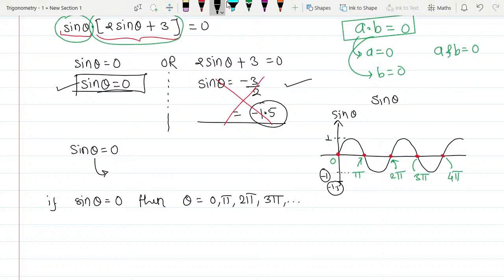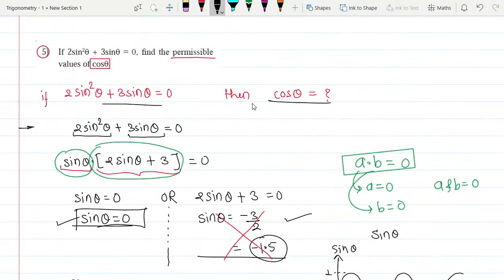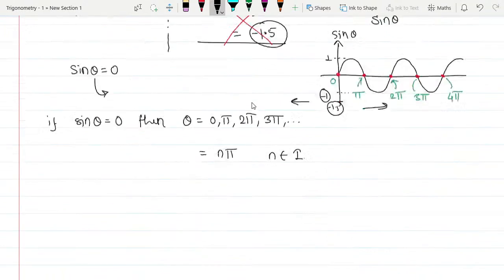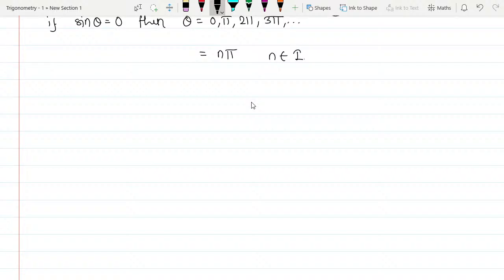So can I say it is equals to n pi, where n belongs to all the integer numbers. So either you can go in this direction or in this direction, no problem. So if sin theta is equals to 0, then theta can be n into pi. But what we want is the value of cos theta. So now get the value of cos theta at this n pi. Therefore cos of n pi is equals to what? Theta is equals to n pi, so what will cos of n pi be?